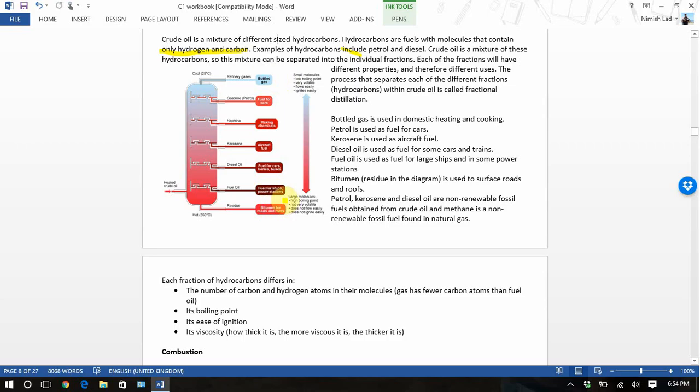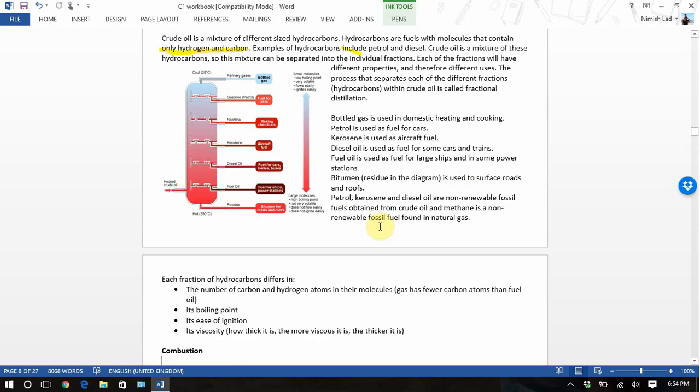Right, so to explain how this is separated out, each of these fractions has a different boiling point, so as you heat up crude oil, each fraction will come off at a separate temperature. So first refinery gas comes off, then petrol at a slightly higher temperature, naphtha at a slightly higher temperature, kerosene at a higher temperature, diesel oil at a higher temperature, fuel oil at the highest temperature that they actually use in this process, and anything that's left is what they call bitumen.